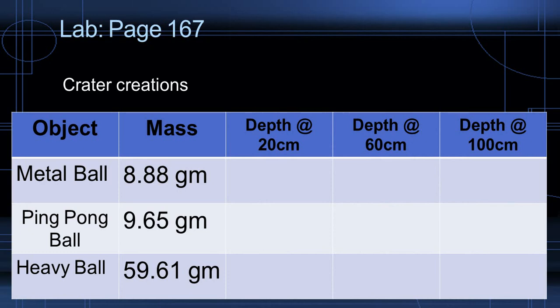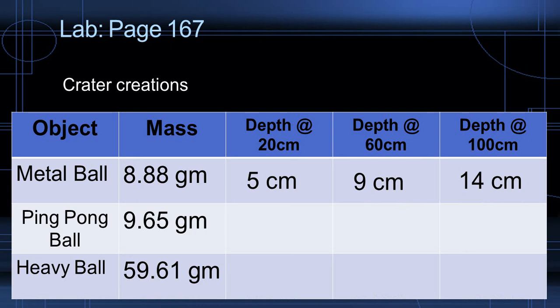So I put down what I was dropping. All right, the ball's right here. The masses of those right there. And then I did the experiment. So my depth at 20 centimeters for the metal ball was about 5 centimeters. And at 60 centimeters, my depth was about 9. And at 100, it was about 14. All right, so I definitely gave it that little extra right there. Okay, so I'm just going to write these down real quick. 5, 9, and 14. All right, good.